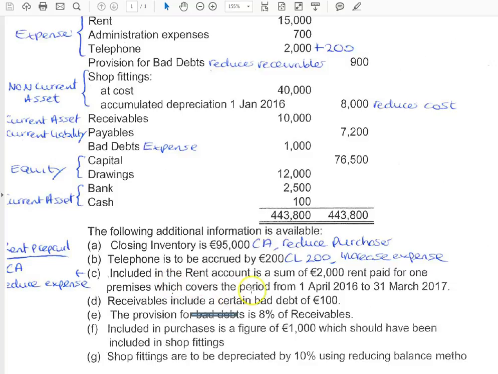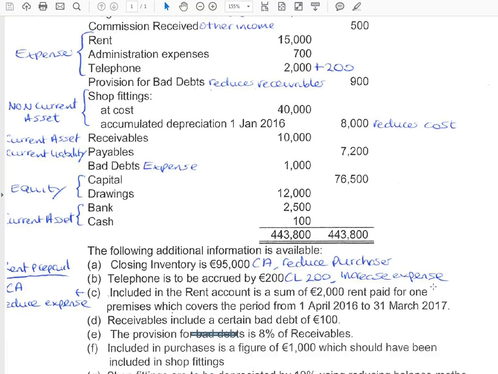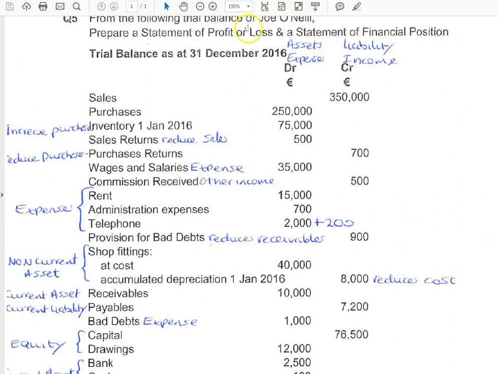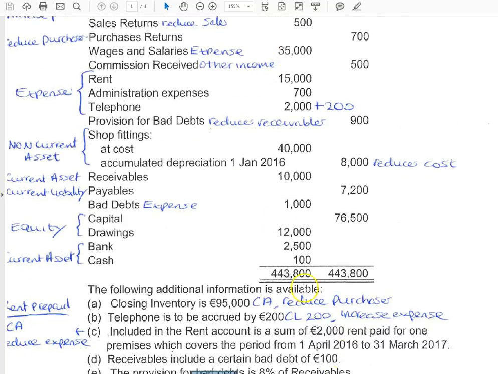Note C says included in rent is a sum of 2,000 paid for a premises, covers the period from April 16 to March 17. So our year end is December 16. If we've paid rent up as far as March 2017, we've prepaid for 3 months. But what you do with a prepayment amount is you show a current asset and we reduce the expense. So here we have to work out what the rent prepaid is, and then we will reduce the asset here of 15,000 by whatever the prepayment is, and we'll show a current asset for the amount prepaid.